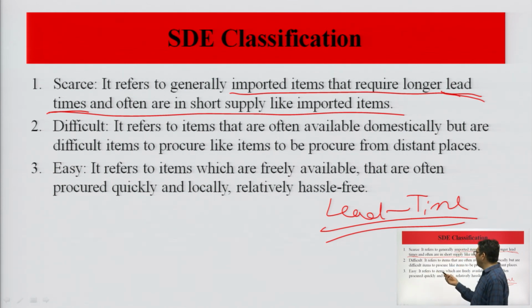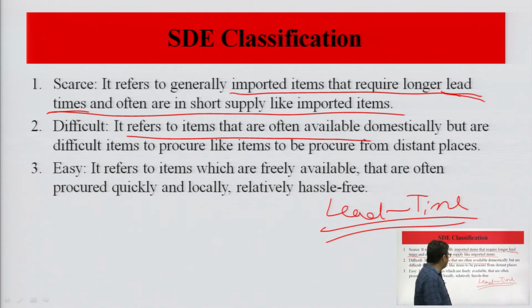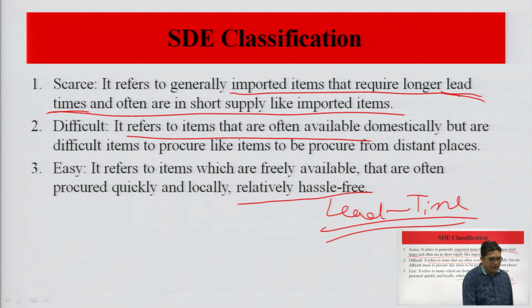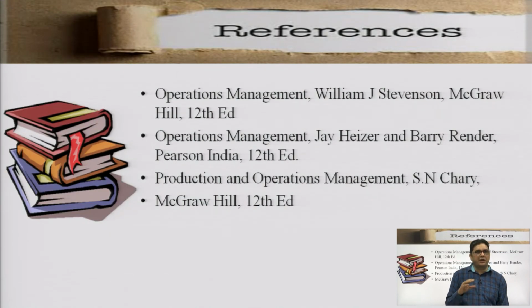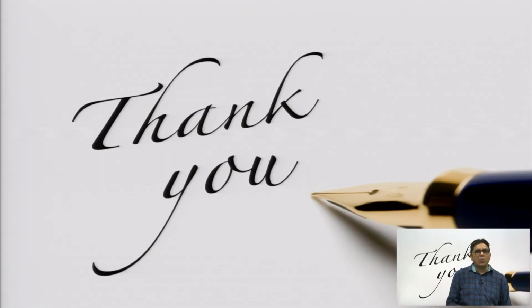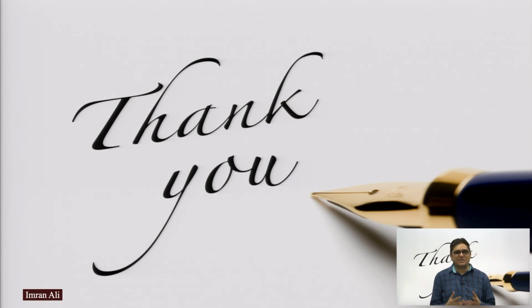Next, the difficult items are available in India, but the distance is very high. So we need to devise certain ways and mechanisms for how these difficult items can be obtained. And last, it is about the easy items. They refer to items which are freely available and often procured quickly and locally. So these items are not difficult to get. So it was all about the inventory classification system, where we have studied various ways in which our inventory can be classified. Thank you so much.